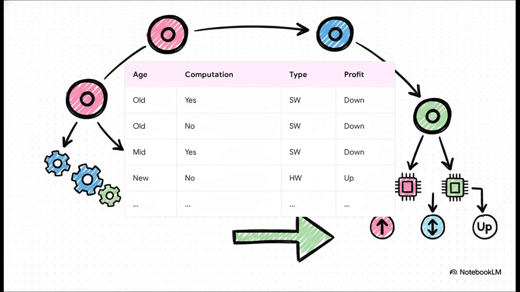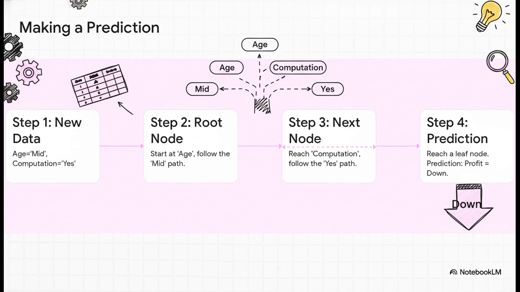To see this in action, let's switch to a totally new problem. Let's imagine a machine has already analyzed this business data and built a decision tree to predict if profit will go up or down. All the hard work of finding the best questions is already done. The tree is built and ready to go. Now a new piece of data comes in. We want to predict the profit for a case where age is mid and computation is yes.